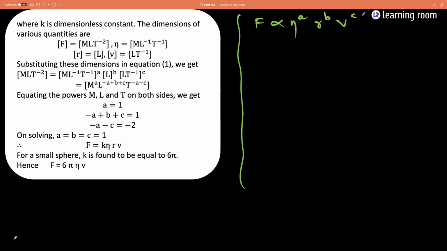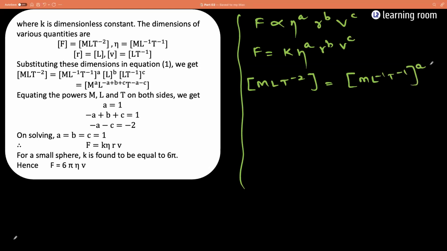Can I say that? This is how we derive an expression for one physical quantity in terms of other physical quantities. So F will be equal to K into eta power A, R power B into V power C. So what is the value of force that is going to act? It is going to be MLT minus 2, which is equal to the dimensional formula of eta, ML minus 1 T minus 1 to the power A. R is given as L power B and V is given as LT minus 1 to the power C.